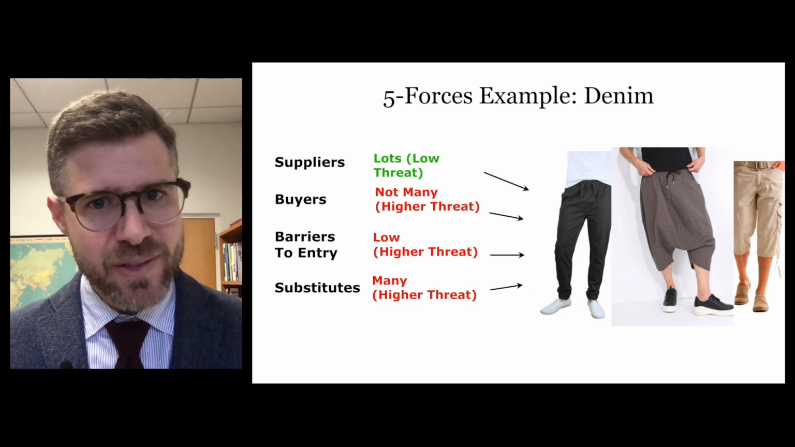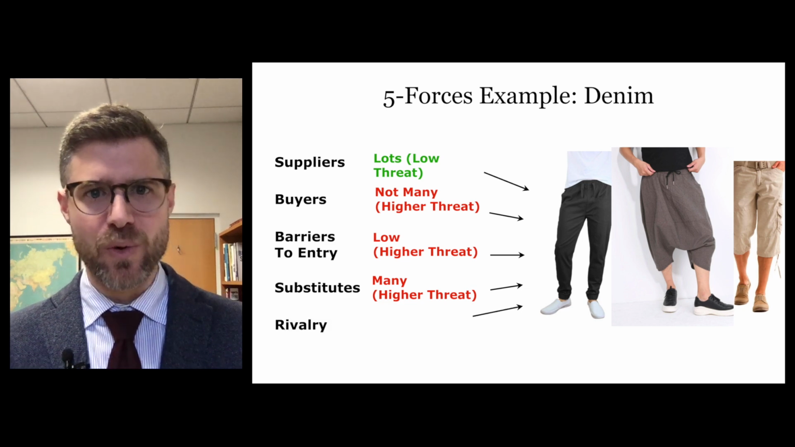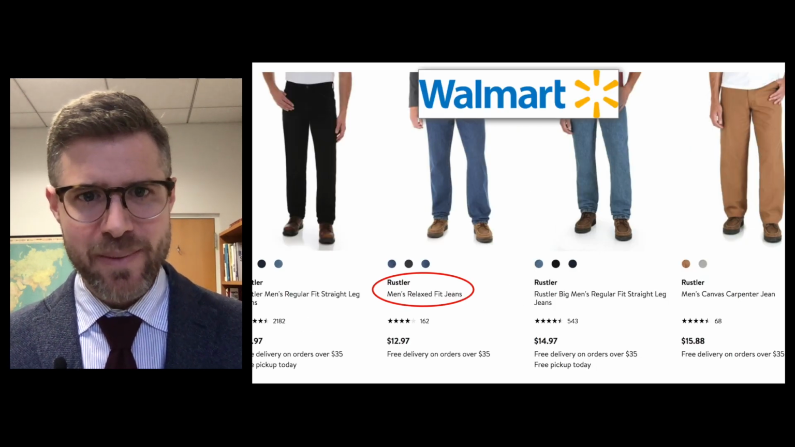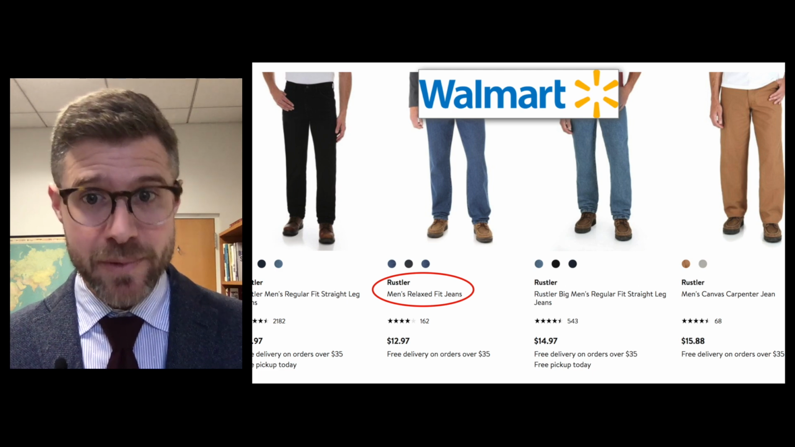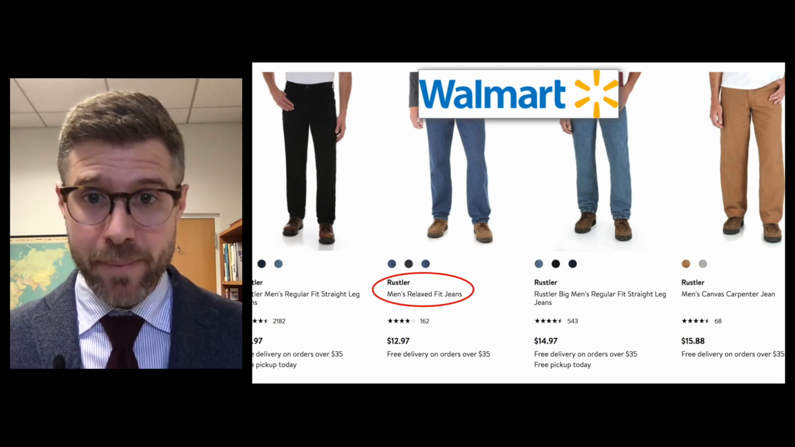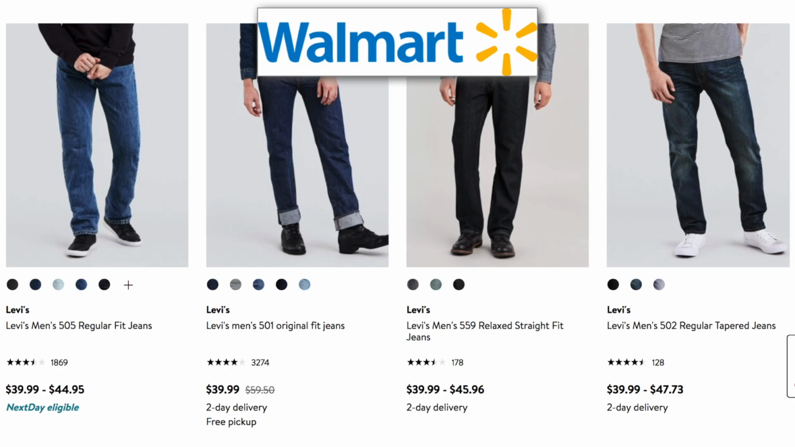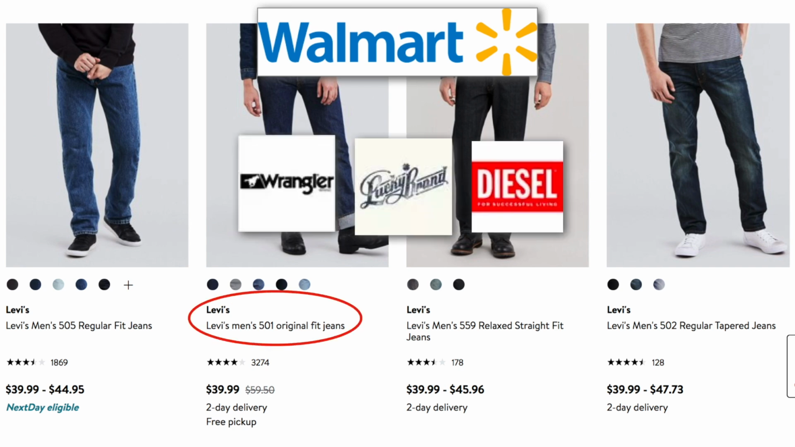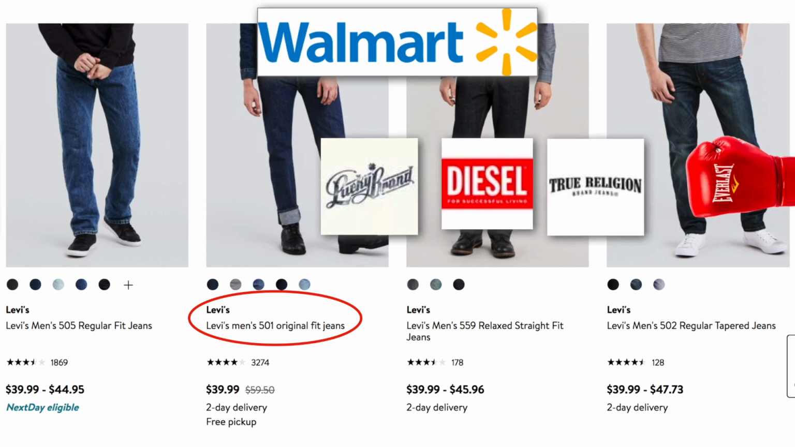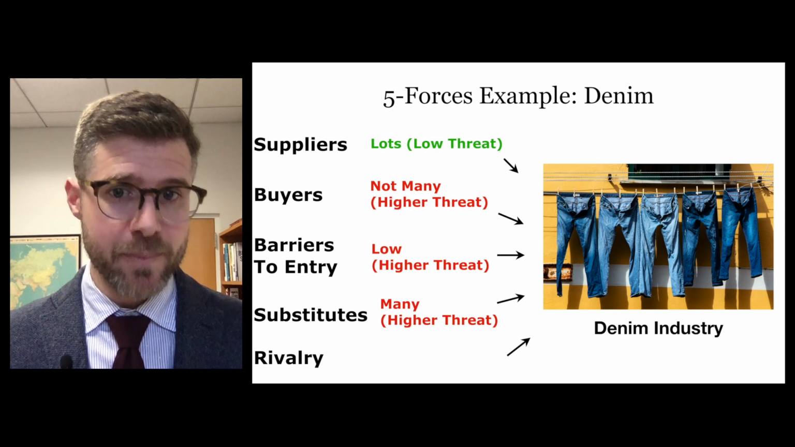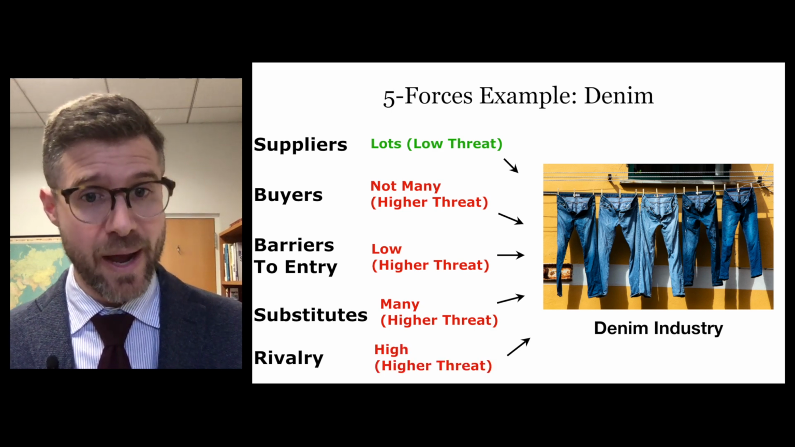The last force is rivalry. As we saw with the Rustler jeans, there are likely many cheap, generically branded denim producers. At the same time, competition for higher-end or branded jeans is still pretty fierce, with well-known brands like Levi's, Wrangler, Lucky Brand, Diesel, and True Religion fighting it out in the $40 to $140 price point. Thus, denim jeans are an example of high rivalry.